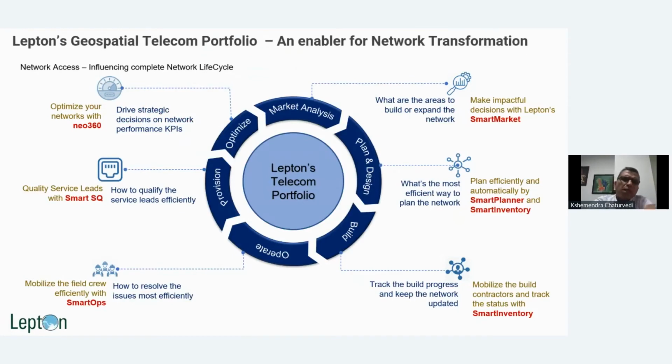As you see in the life cycle wheel that I have presented on the screen, it starts typically with market analysis, which is about the demand potential: which are the areas growing most, and where should I be planning my network? Once you have done that, you move into the planning and design phase. There the questions are: what is the best way to plan my network, what is the most efficient way, and how can I reduce my cost?